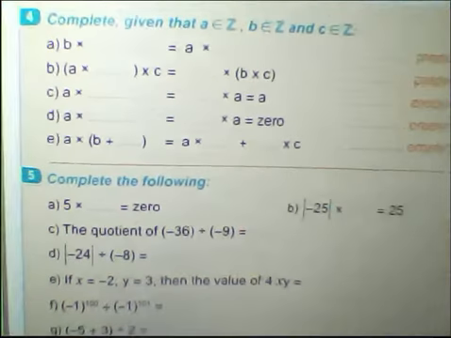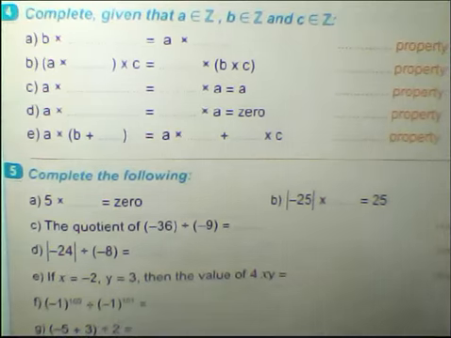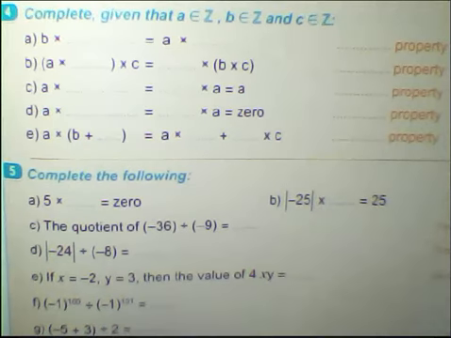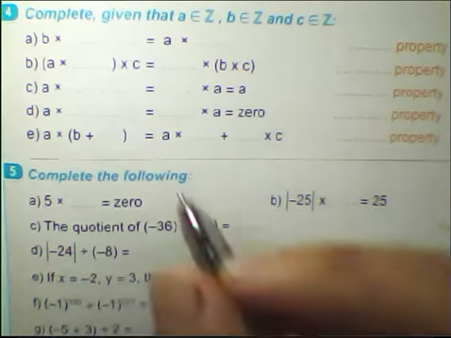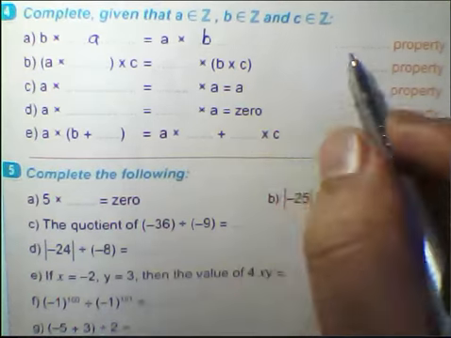Complete given that A belongs to Z, B belongs to Z, and C belongs to Z. B multiply A equal A multiply B. It was commutative property.